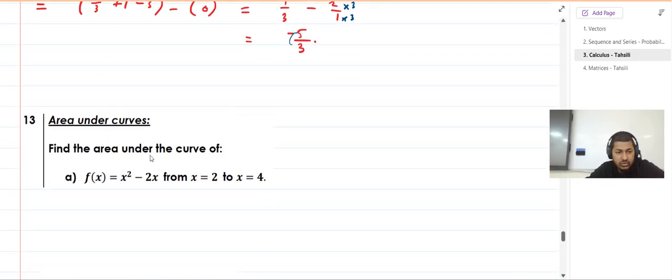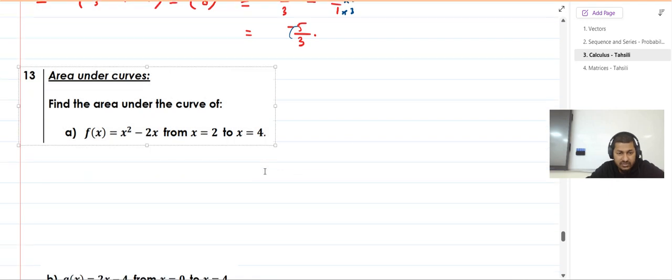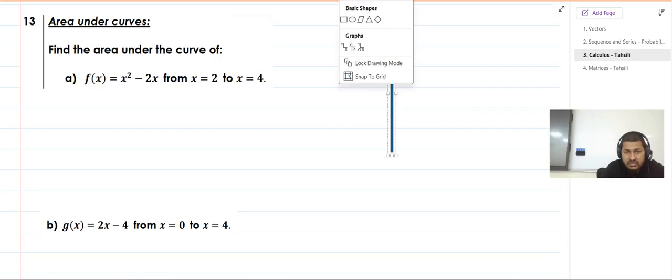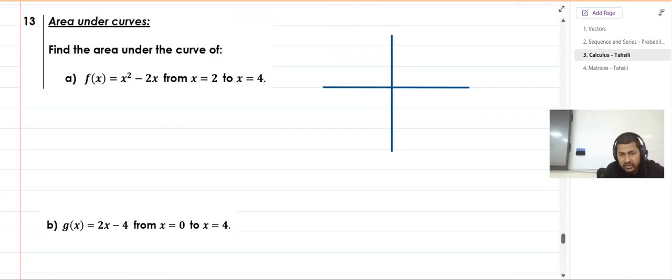Let's continue. Area under curves. This will explain geometrically. Find the area under the curve of x squared minus 2x. Now x squared minus 2x is, let me just give you a quick sketch of this function so you can understand this better. I can factor this as x into x minus 2. So the x-intercepts are 0 and 2, and it's a happy graph because it's a positive quadratic function, right? So it's something like this.